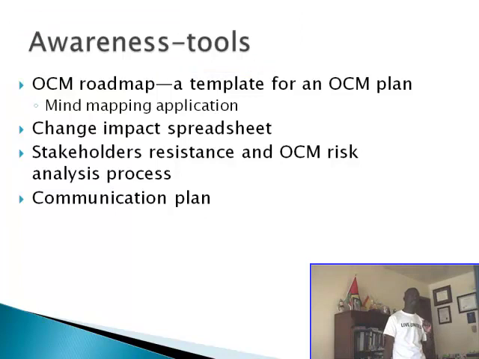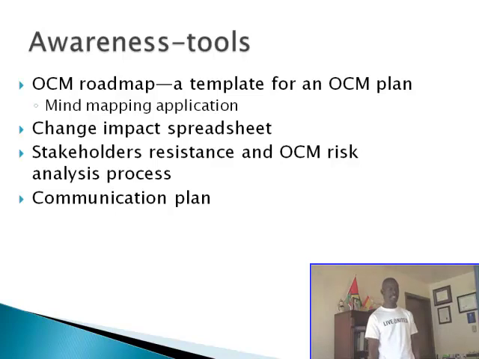Some tools around awareness: with awareness, you pretty much would have to understand a roadmap, an OCM roadmap. You do have to have an OCM roadmap. Build a template for your OCM plan. What I have found to work, I've tried it very briefly, but I think it's a great tool, is the mind mapping application. You can download a 30-day trial period for that application. I think it's a great application.